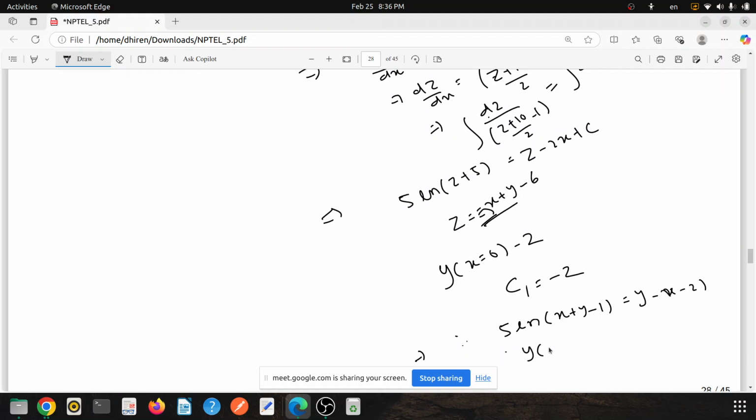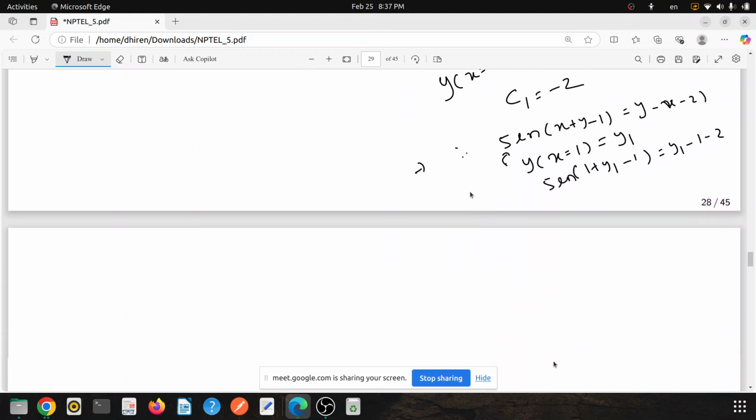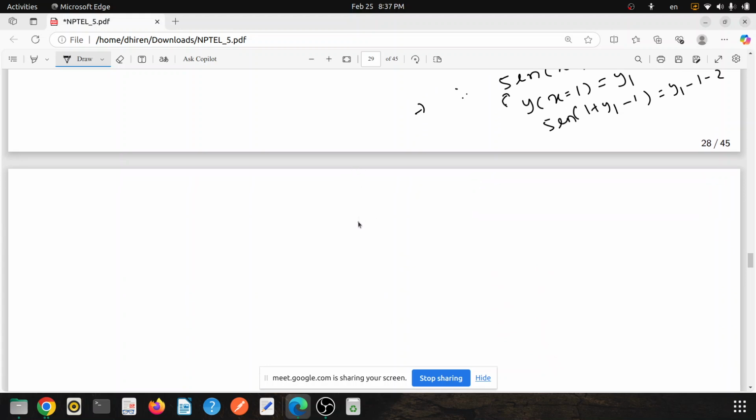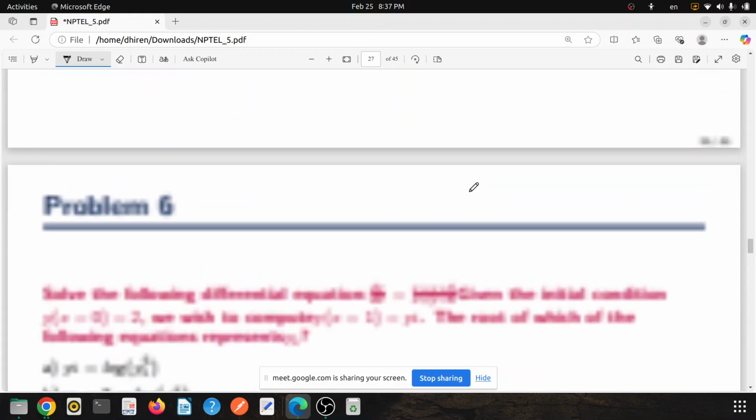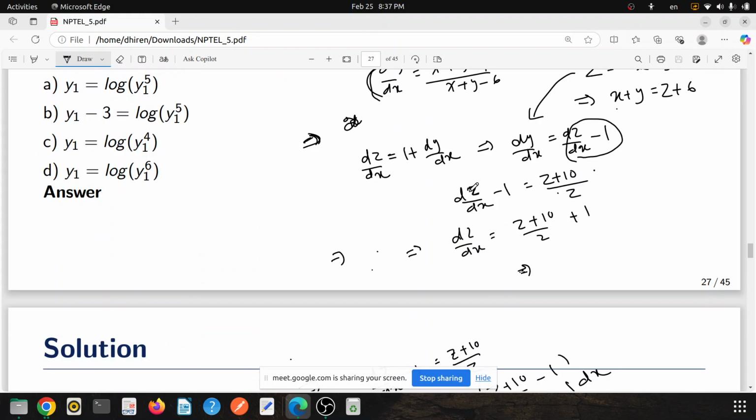Now you can substitute y at x equal to 1 is y1. In this equation you substitute 5 ln (1 plus y1 minus 1) equal to y1 minus 1 minus 2. If you solve these equations, you will get 5 ln y1 equal to y1 minus 3. I'm directly writing the answer, so you can check, it's a little bit of algebra. So option B is correct.